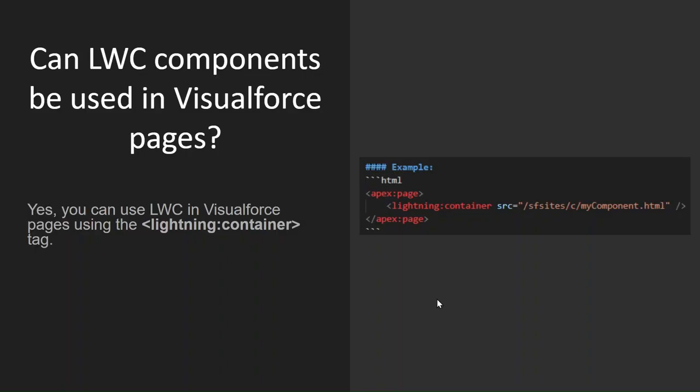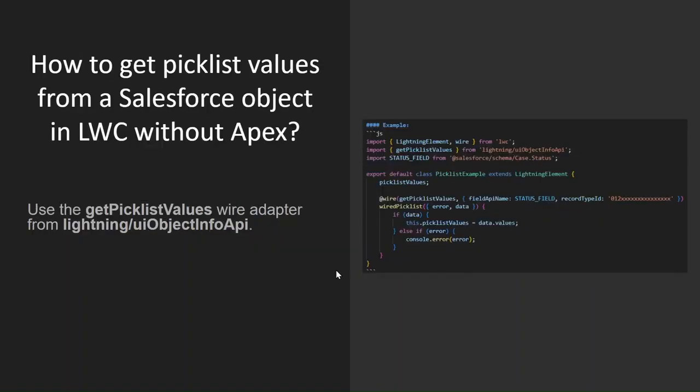And you can also see this in the example code here that we have this lightning content tag, and the source is our LWC component. So the next question is how to get picklist value from a Salesforce object in LWC without Apex. So use the getPicklistValues wire adapter from the lightning/uiObjectInfoApi.